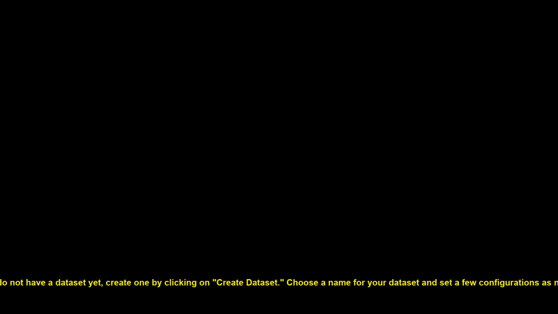Choose a name for your dataset and set a few configurations. Once your dataset is ready, click on it to enter. You will see an option to create a new table. Click on Create Table. In the Create Table section, select Upload as your source.